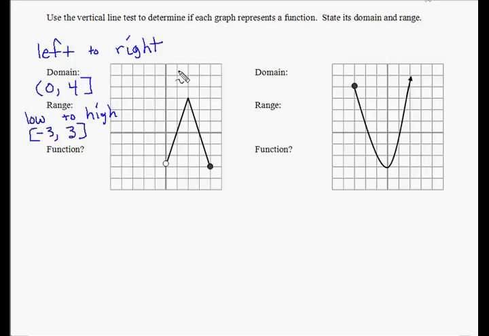We can use the vertical line test to determine if this is a function. Does any vertical line that you draw throughout this entire graph ever touch the graph more than once? If not, then we say yes, this is a function.